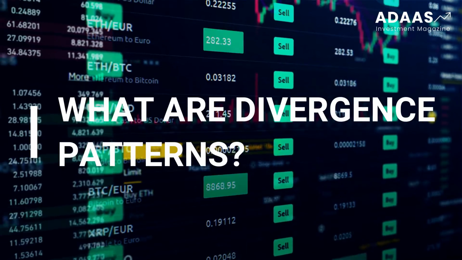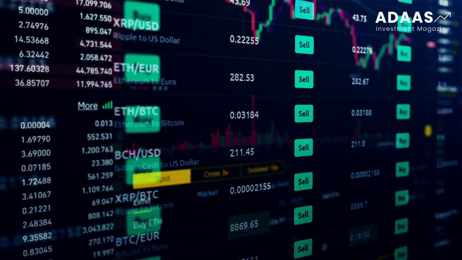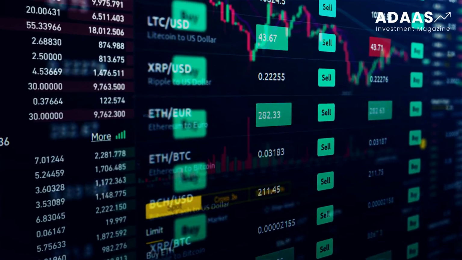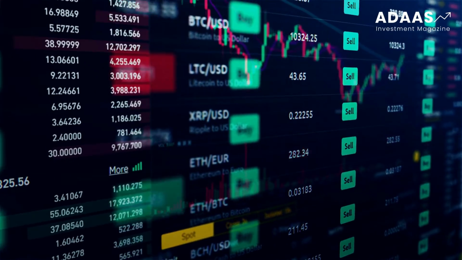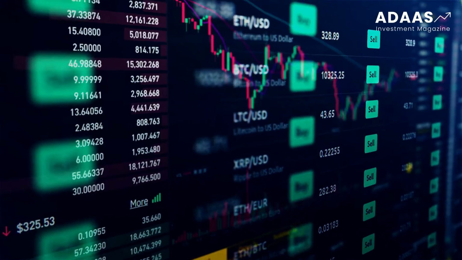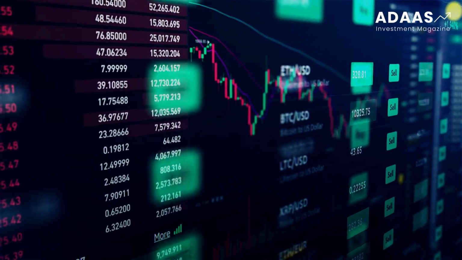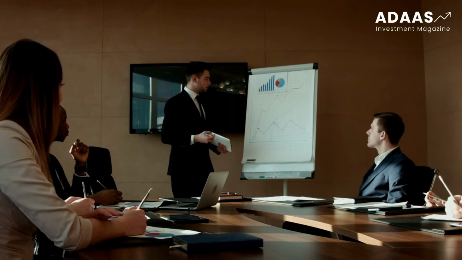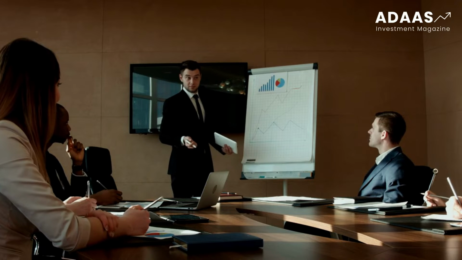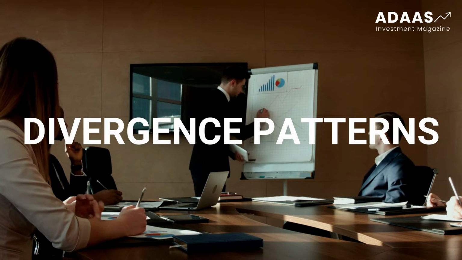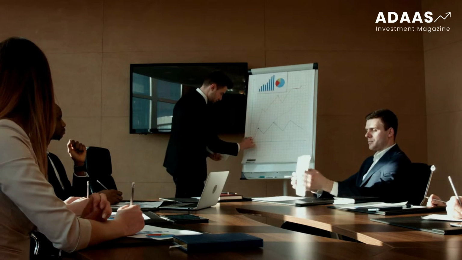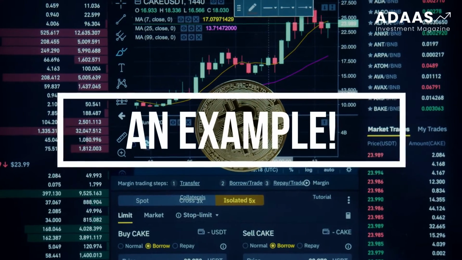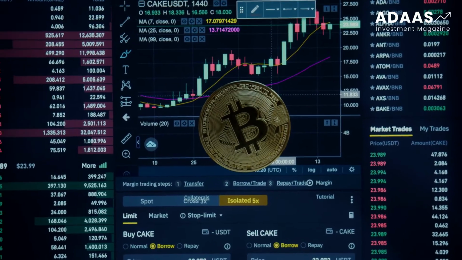What are bullish and bearish divergence patterns? Divergence patterns indicate the possibility of changing the price trend. These patterns appear in the asset price chart when the direction of the indicator used by the analyst and the price trend are opposite to each other. In the following, we have explained to you the concept of bullish and bearish divergence patterns in financial markets in simple language. An example of detecting bullish and bearish divergence patterns.